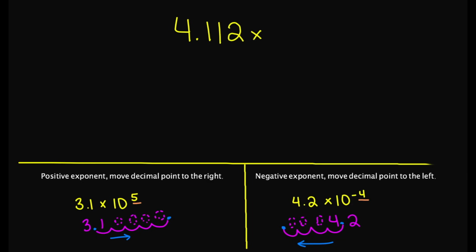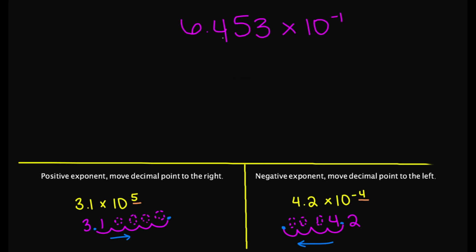4.112 times 10 to the 2nd power. Positive exponent, move my decimal 2 places to the right. So 4.112, that's going to be 1, 2. It's going to put me right here in between my 1 and 2. So your final answer here is going to be 411.2.